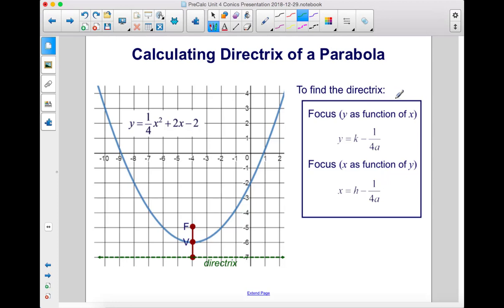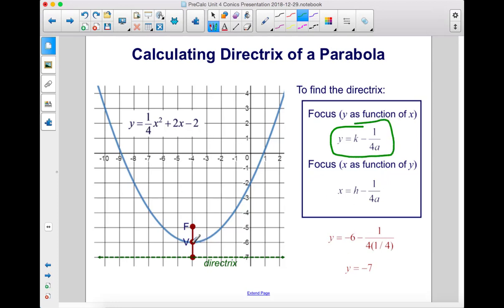To find the directrix when y is a function of x, use this equation. Y equals k minus 1 over 4a. If x is a function of y, use this equation. X equals h minus 1 over 4a. In this case, y is a function of x, so we're going to use this equation right there.